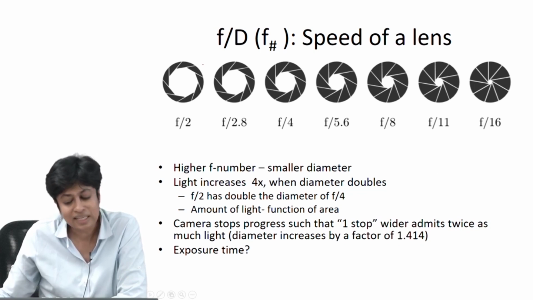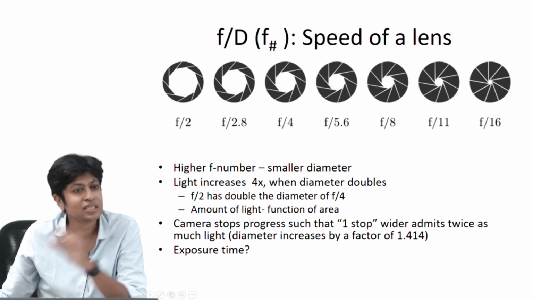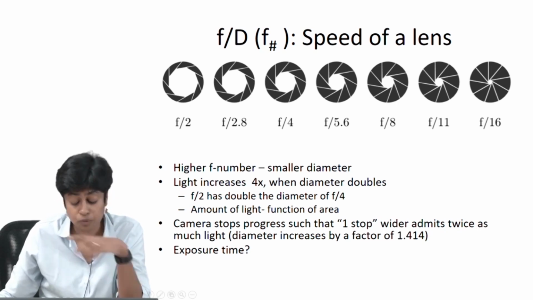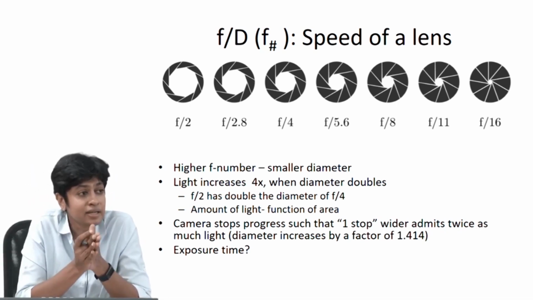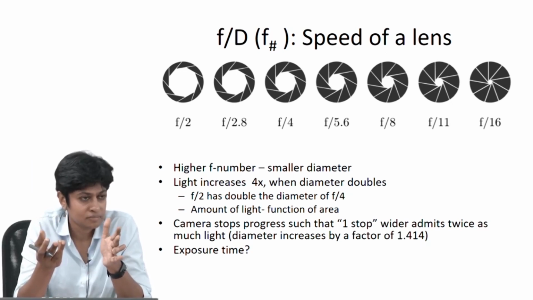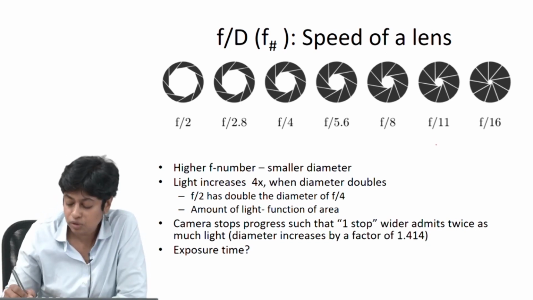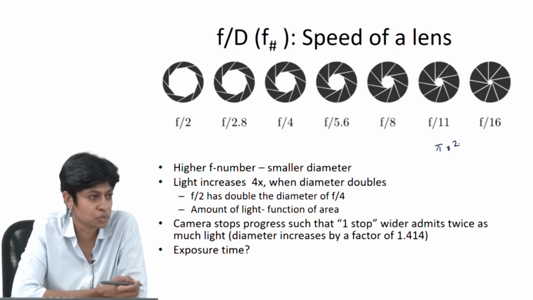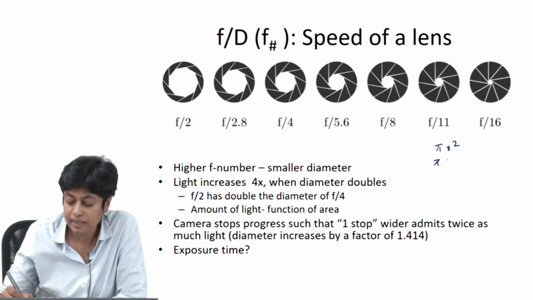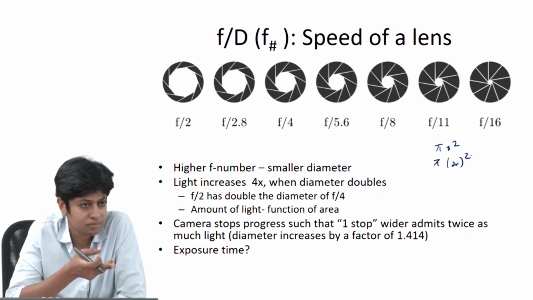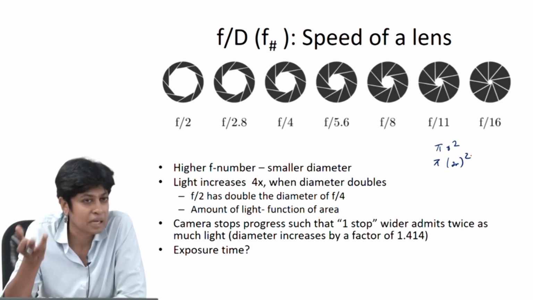Now you can clearly see that the higher f number, f16, has a very small diameter. Where exactly do these numbers arise from? Well, they arise from the fact that every time you double the diameter, you're doubling, so you can say that it's a circle, so I have an area of pi r squared. Now every time you double the diameter, you're actually increasing the area fourfold. That means the amount of light that's coming in is 4 times more.